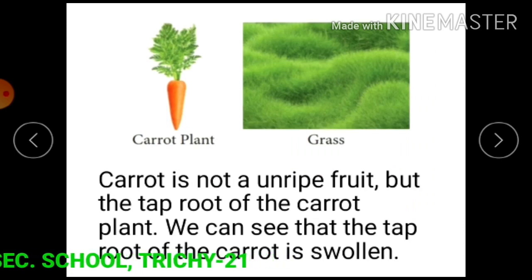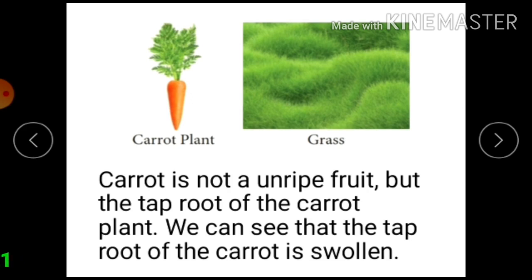Now we learn about modifications of plant roots. Compare the given plants: carrot plant and grass. Carefully remove a fresh carrot plant from the soil. Observe it. Look at the root. We usually consume a carrot vegetable.